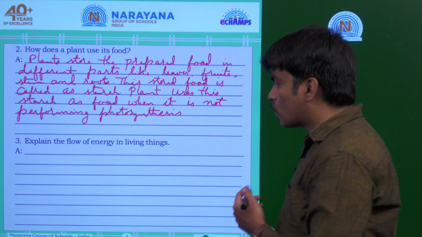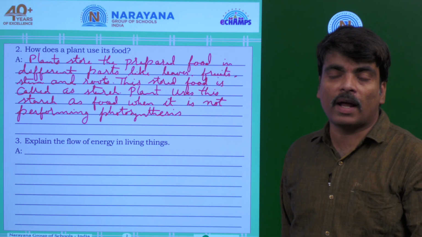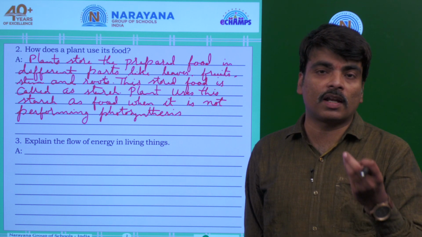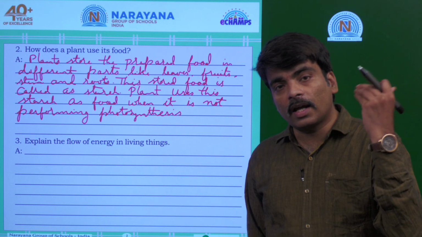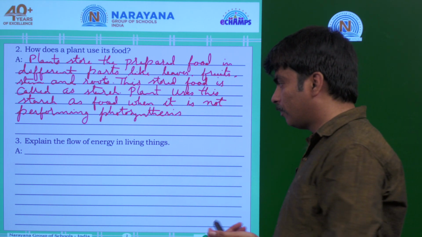Okay, we'll go to the next question. Explain the flow of energy in living things. Yes, plants receive energy and we also require energy. Plants receive the energy from sunlight. How the sunlight energy is received or sent to us, I'll discuss now.